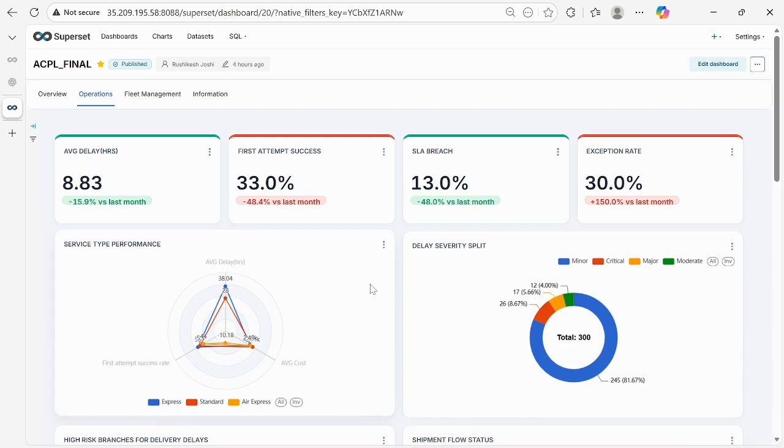So this page is our operations page. It helps us quickly understand how well the deliveries are happening, where the delays exist, and what needs attention on a daily basis. The top section has the key KPIs.